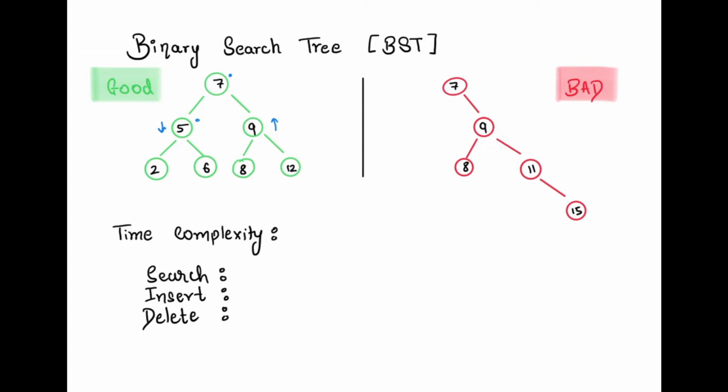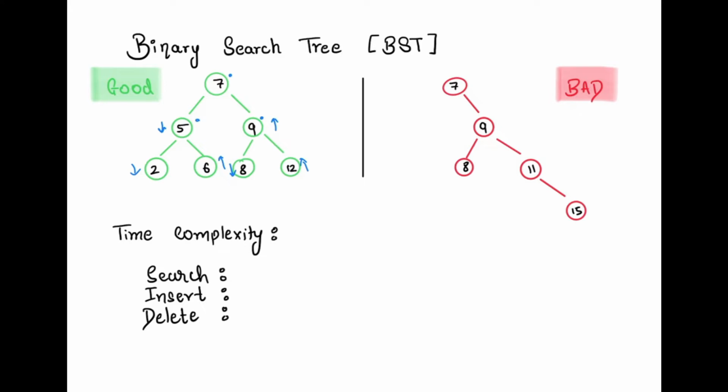Again, if we talk about 5 as a parent, the left child is smaller than 5, and 6, that is the right child, is greater than the parent. And similarly for 9, the left child is smaller, that is 8 is smaller than 9, and 12 is greater than 9. So if every node having a child satisfies the condition that the left child is smaller and the right child is greater in value as compared to the parent, we can say that the tree is a binary search tree.